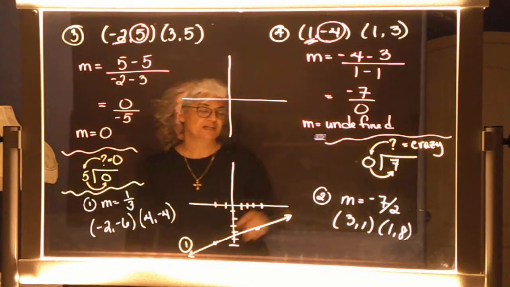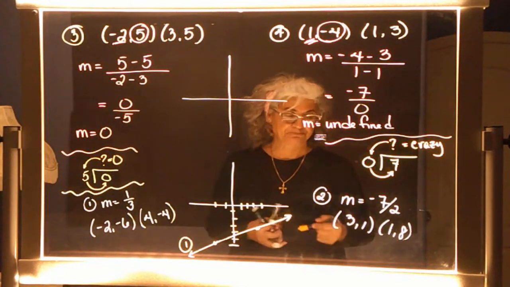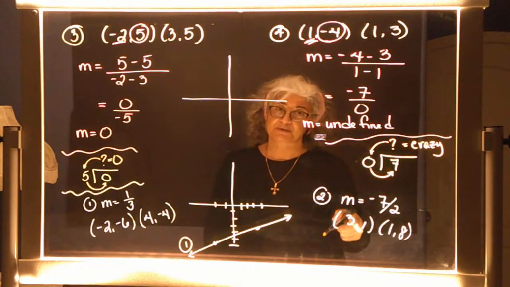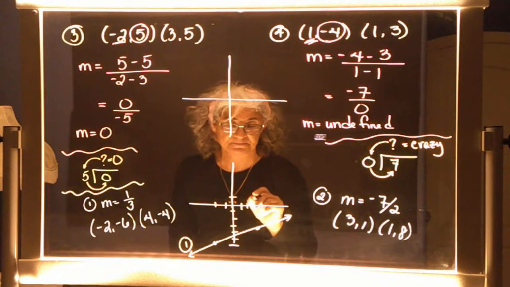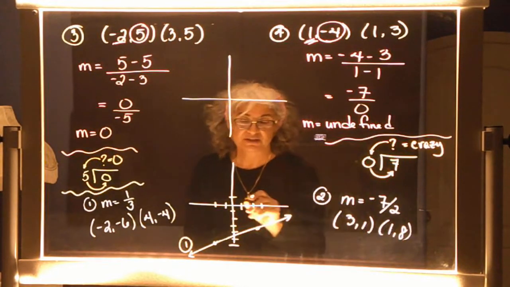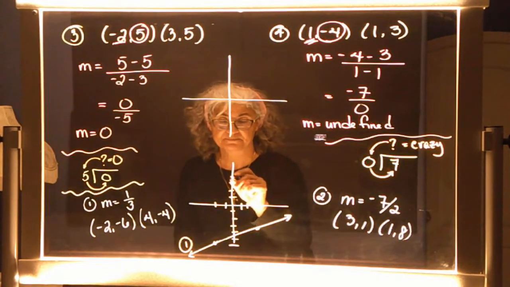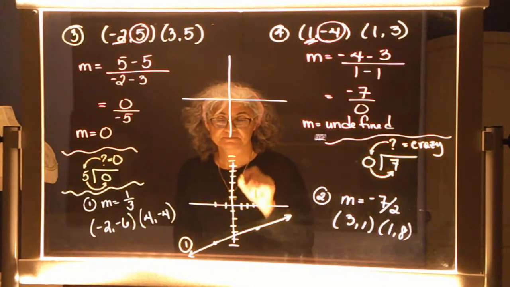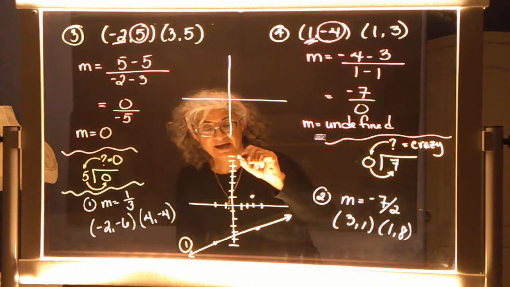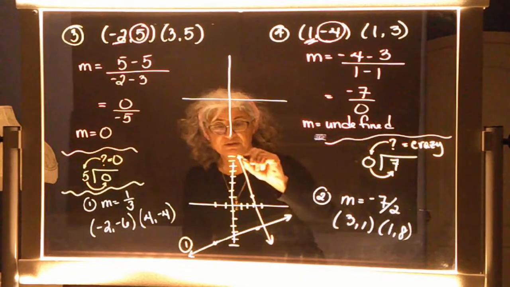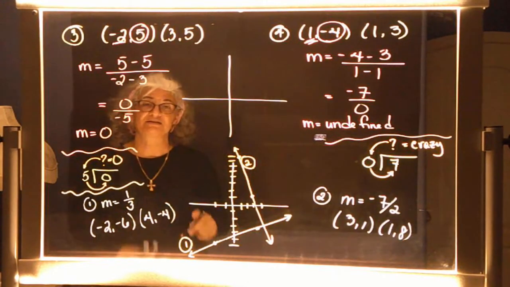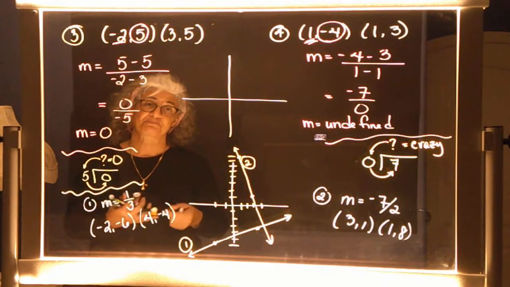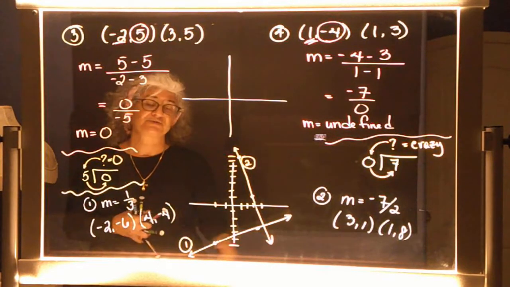Hold on. Let's look at number 2. Number 2, I'm going to plot the points. So the first one is 3, 1. The second one is 1 and then 8. And when I connect these 2 dots, this is number 2's graph, I get a downhill line, don't I? Do you agree? This line goes downhill.